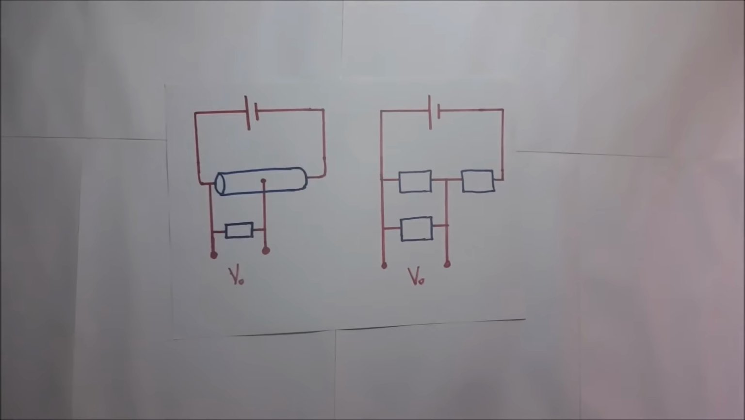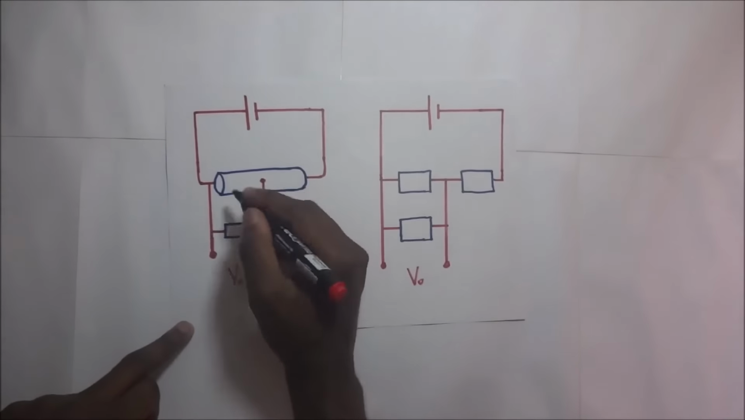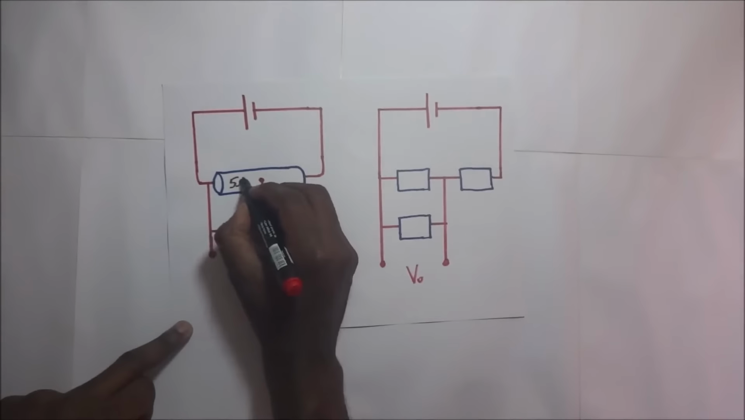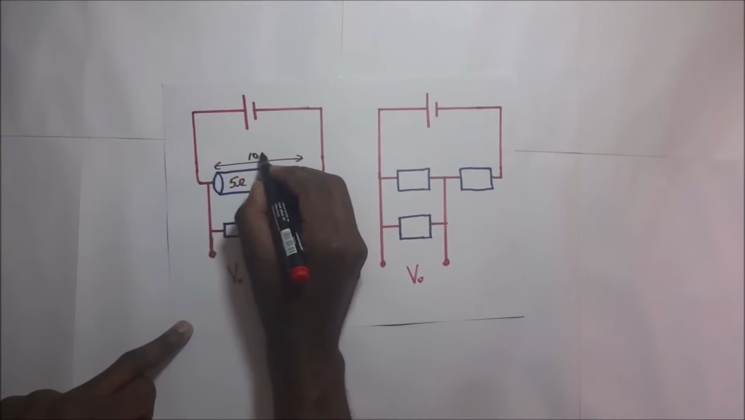Let's say this slide wire has 10 ohms as its total resistance for the entire length. So meaning that if we put that wire there in the middle, this would mean that this is 5 ohms and this is also 5 ohms, because the whole of this thing is 10 ohms.